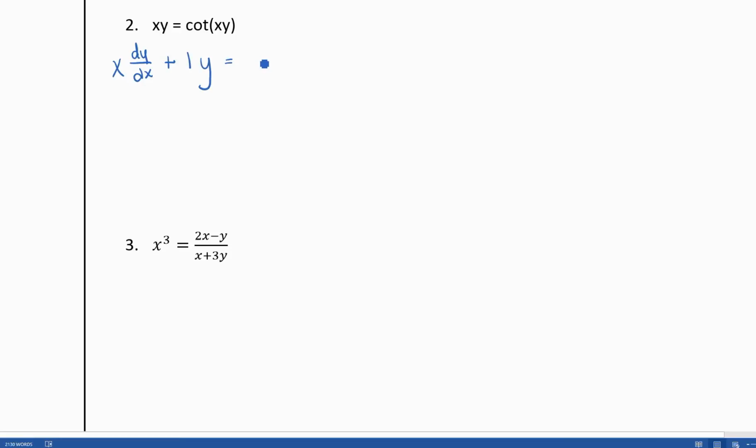Okay, now we're going to take the derivative of cotangent of xy. So the derivative of cotangent is negative cosecant squared, so we get negative cosecant squared of xy. And now we need to multiply the whole thing by the derivative of xy because of the chain rule, right? That wasn't just cotangent of x, it was cotangent of xy. Well, we've already taken the derivative of xy. We know it's x dy/dx plus y.